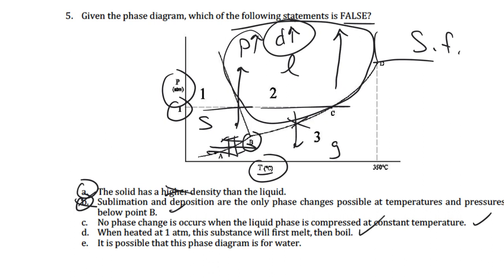And then it says it's possible this is the phase diagram of water. I would say it's possible. That's still not the right answer. It's a true statement, which makes it not the right answer. We're looking for the false statement.